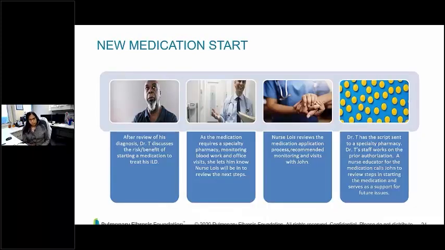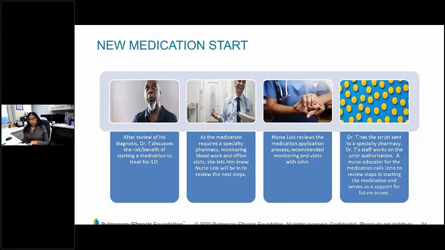Okay. The next scenario is someone starting on medication, and this is in a different practice than the one I discussed first. This is a gentleman starting on medication to treat his interstitial lung disease. As that medication requires a specialty pharmacy and monitoring blood work and office visits, the physician lets him know that the nurse in this practice, Nurse Lois, will be in to review the next steps. So Nurse Lois goes in to review the medication application process, recommended monitoring, and visits with John. And then that script is sent to a specialty pharmacy.